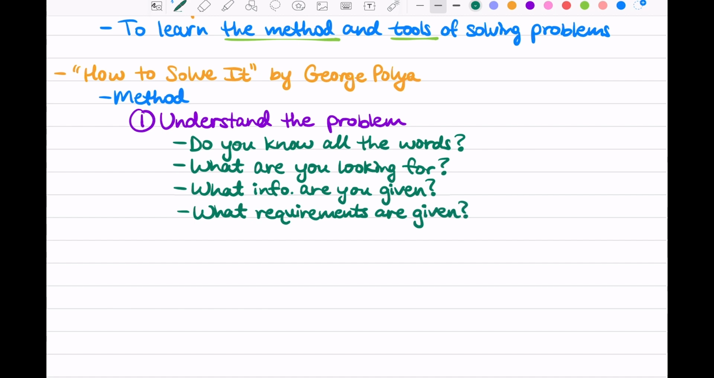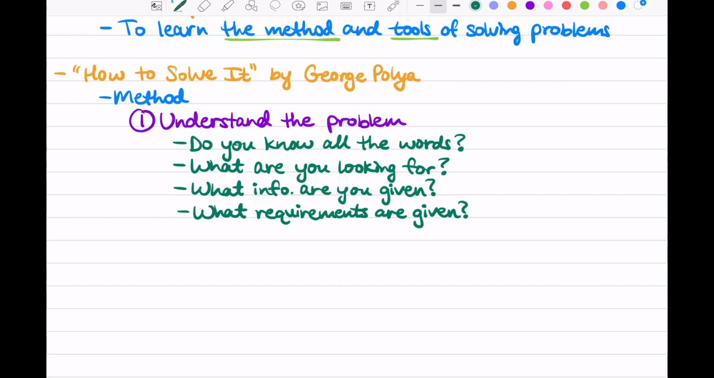These 4 questions here are very important to answer separately. Do you know all the words? What are you looking for? What information are you given? Oftentimes, there's going to be a specific requirement. For example, when we were talking about getting to the bus on time, the exact time that you have to get to the bus, that's a requirement. You don't need to just get to the bus, you need to get there at a specific time.